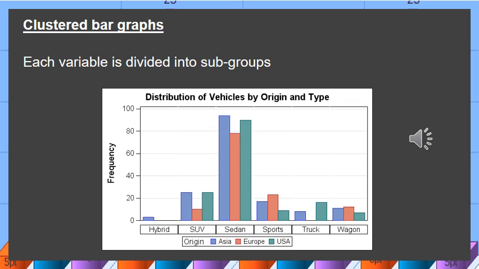This second example of a clustered bar graph shows the correlation between the type of cars and how popular they are in 3 continents. So the color of the bar indicates the continent, either Asia, Europe, and USA, North America, and each cluster indicates a type of car. So very quickly, you can see in this table that in Europe, people have fewer SUVs and more sports cars. And trucks are absolutely not popular. And only in Asia, there are hybrid vehicles.